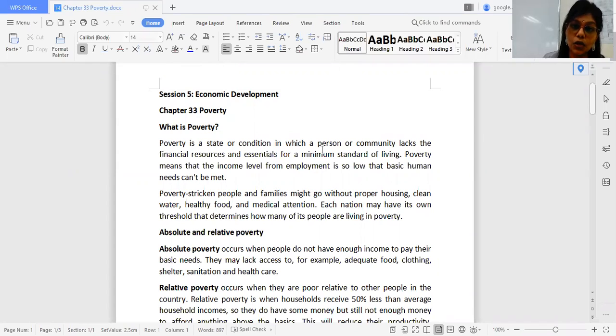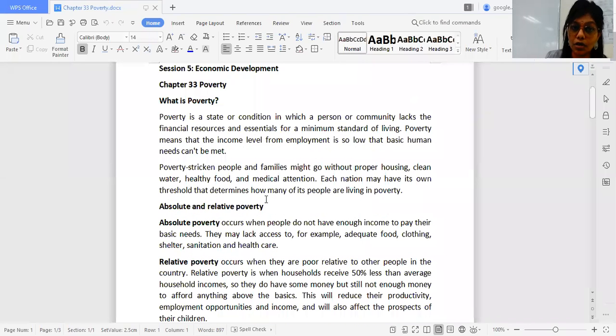All right. So, what is poverty? Poverty is a state or condition in which a person or community lacks the financial resources and essentials for a minimum standard of living. All right. And also, poverty means that the income level from employment is so low that the basic human needs can't be met. That is called poverty.